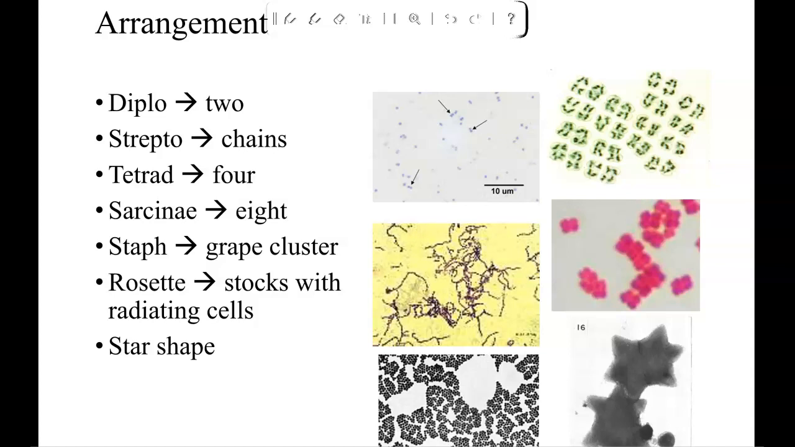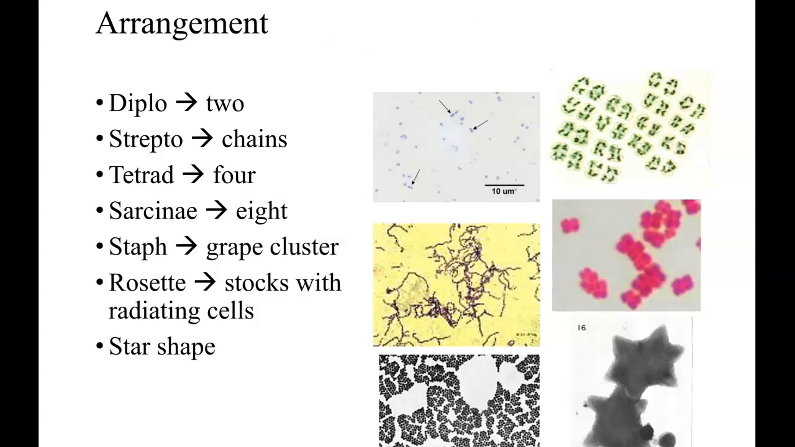Diplo is when we have 2 bacteria stuck together, and we could see diplo with cocci, so we could see 2 circles stuck together. We could also see diplo with bacilli, where we see 2 rods stuck together. If we saw 4, that would be tetrad, and we tend to see that with cocci, not with bacilli, just because the bacilli actually divide end to end. If I draw a bacilli right here, if it were to divide, it's going to divide end to end.